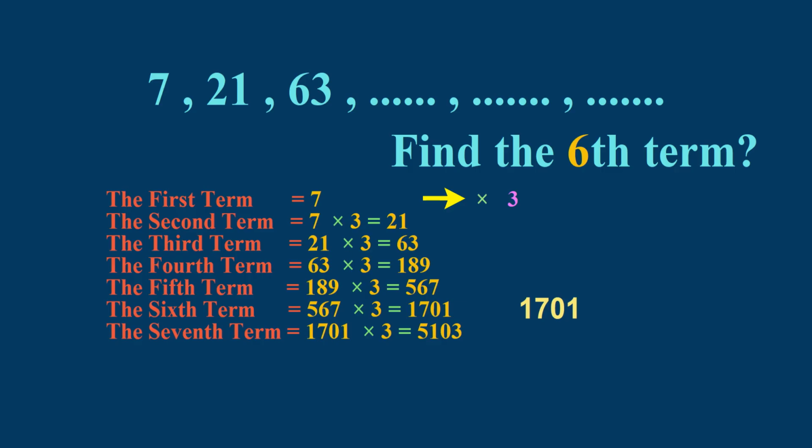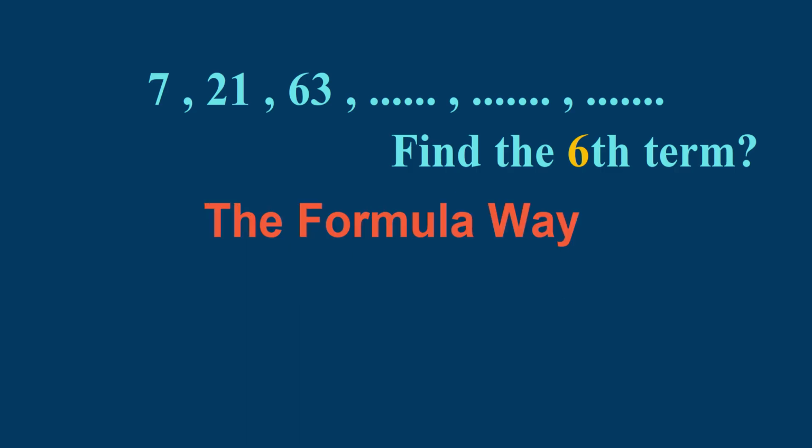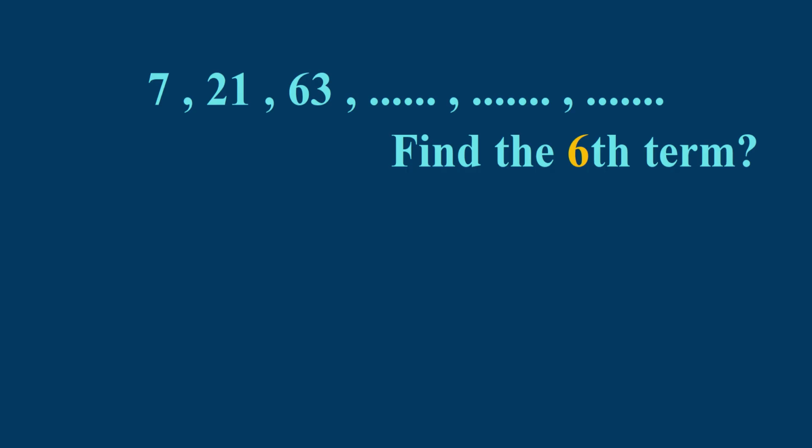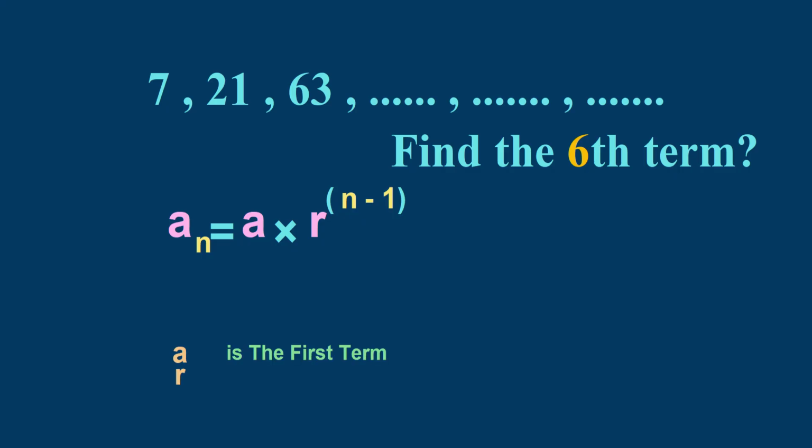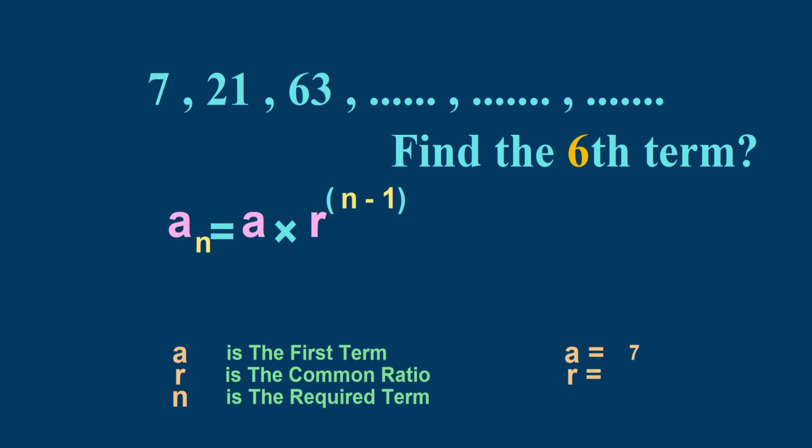Let's solve the problem by using the second method, which is called the formula way. We have a geometric sequence and we can use the rule a_n equals a times r to the power n minus 1, where a is the first term and r is the common ratio and n is the required term. In our problem, the first term a is equal to 7 and the common ratio r is equal to 3 and the required term n is equal to 6.